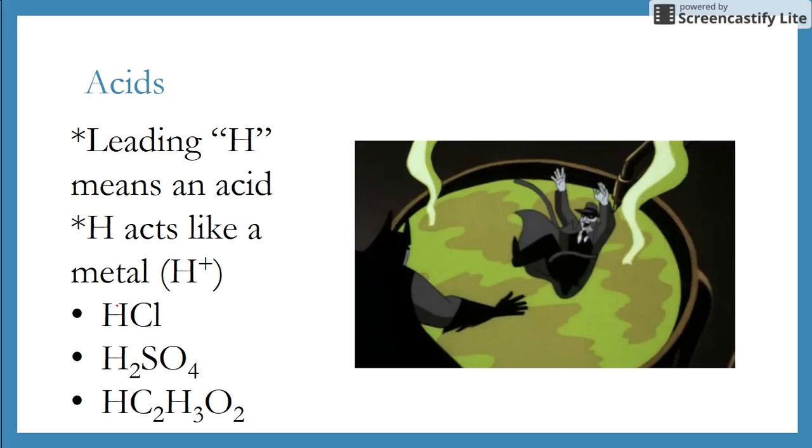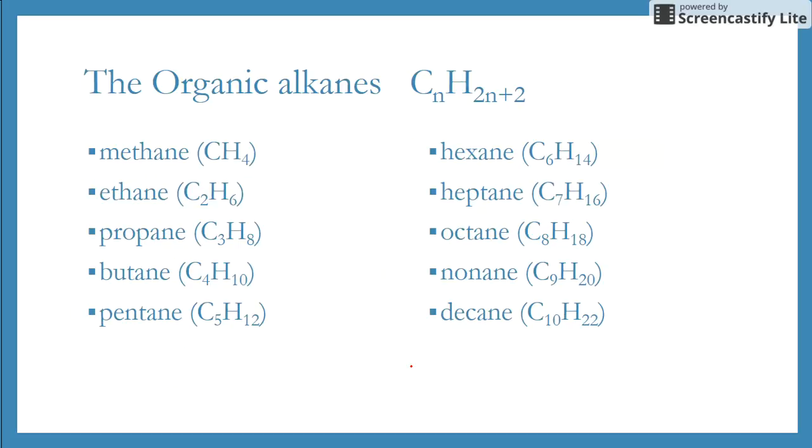And then the last thing we did was that leading acids have a leading H. And when you have a leading H, it's going to act like the cation or the metal. So HCl is hydrochloric acid. This leading H means it's an acid, and that means that H is going to sort of be a plus charge. H2SO4 is sulfuric. HC2H3O2 is acetic acid. So I think that's all we did.